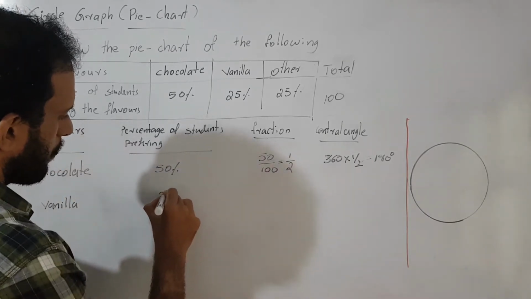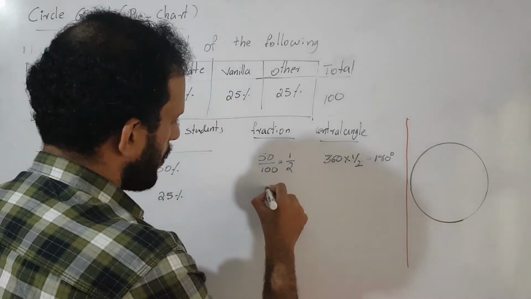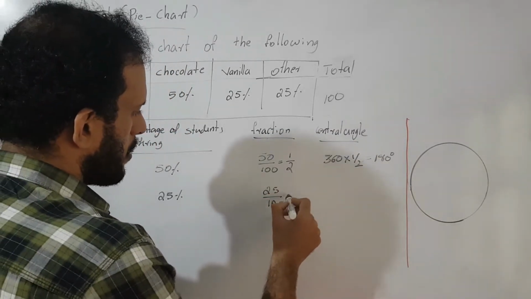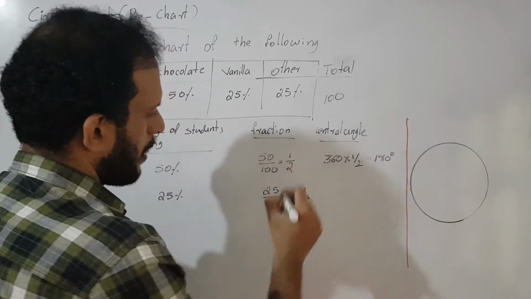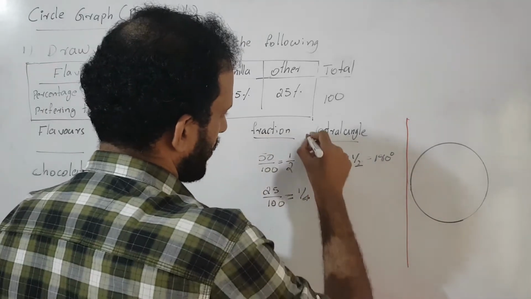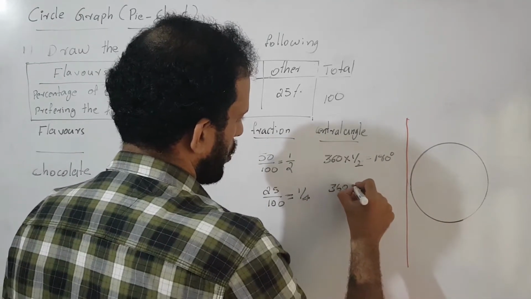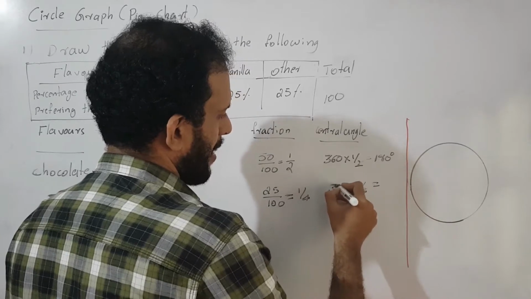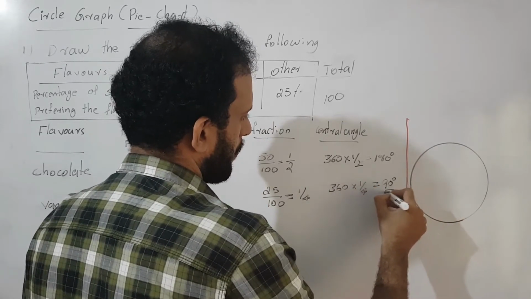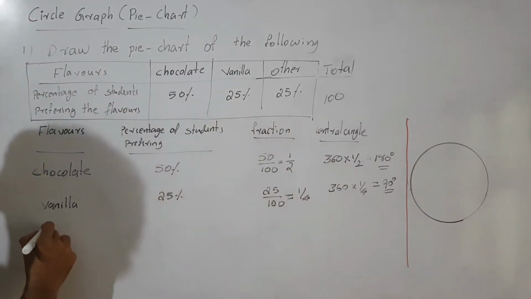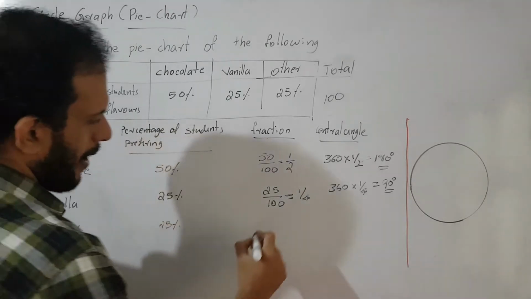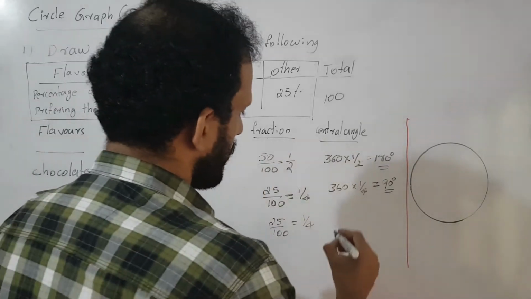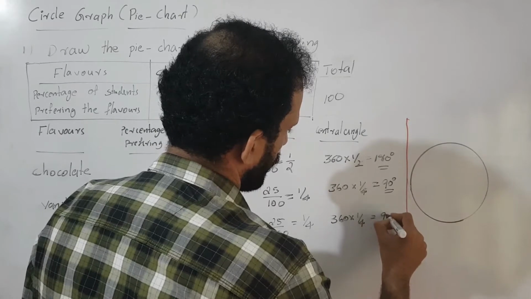Okay, the second one is vanilla. Percentage is 25%. The fraction is 25 by 100. Then it is possible to reduce 25 and 100 by how much? Yes, 1 by 4. 25 divides 100 four times, so 1 by 4. Then we divide the central angle as follows: 360 into 1 by 4. 360 into 1 by 4 is equal to, yes, 4 in 36 is 9 times, then 90 degrees, correct, 90. Then one more is there, that is other. The percentage is the same, 25, fraction 25 by 100 is equal to 1 by 4, 360 into 1 by 4 equals 90.